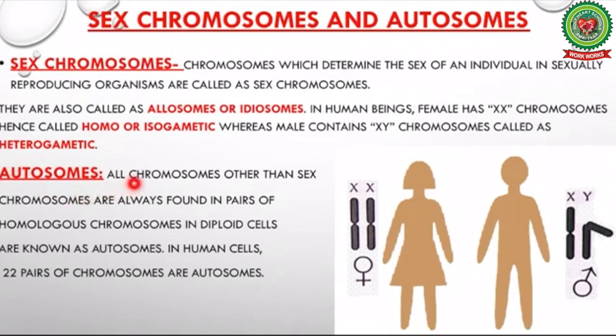Autosomes. All chromosomes other than sex chromosomes, which are always found in pairs of homologous chromosomes in diploid cells, are known as autosomes. In human cells, 22 pairs of chromosomes are autosomes.